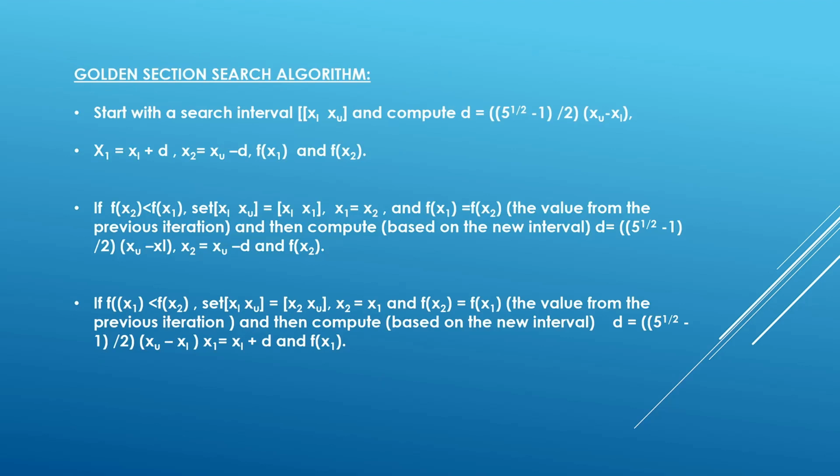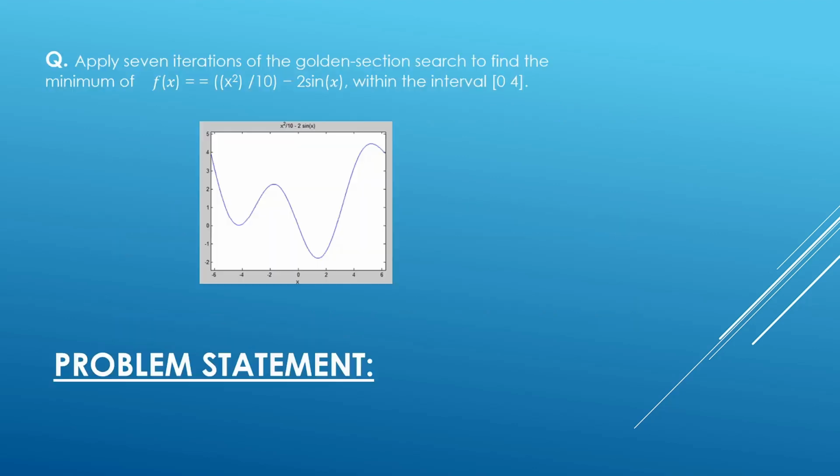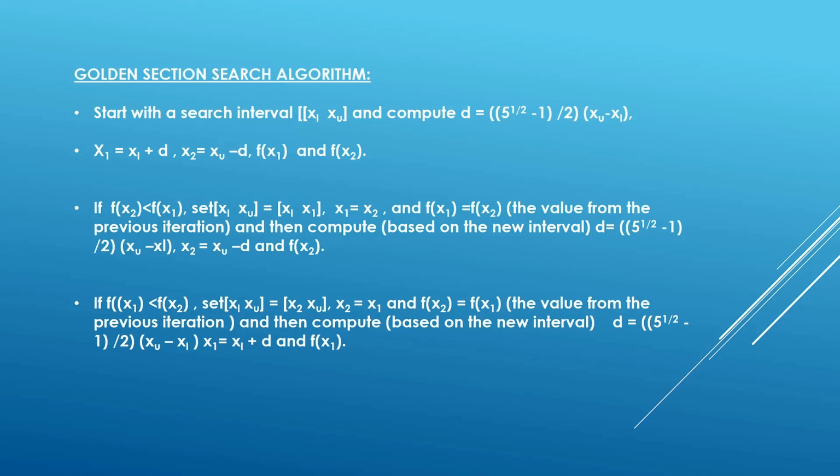Before going to the solution, we'll see the golden section search algorithm, how it works. Firstly, we start with a search interval xl and xu. The statement gives 0 and 4. We'll compute d. Here d is a ratio equal to square root of 5 minus 1 divided by 2. It is also called the golden ratio, which gives the name golden section search to this method.